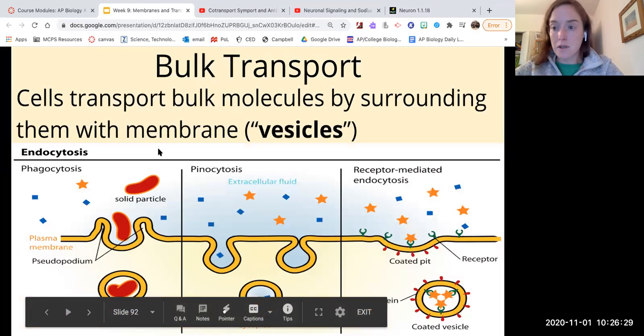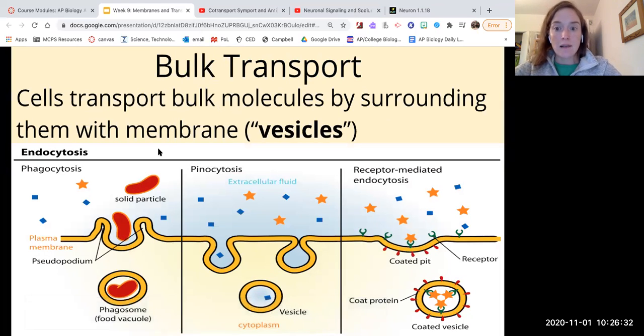Finally, there's bulk transport, which is basically moving large molecules either into the cell, which is called endocytosis, or large molecules out of the cell, which is called exocytosis. And the vehicle for this is a vesicle. So the mechanism for it is through a vesicle.